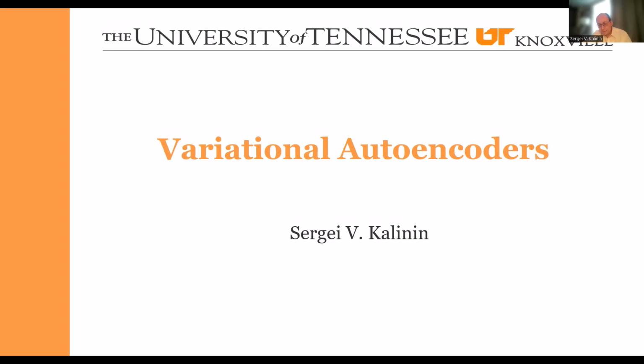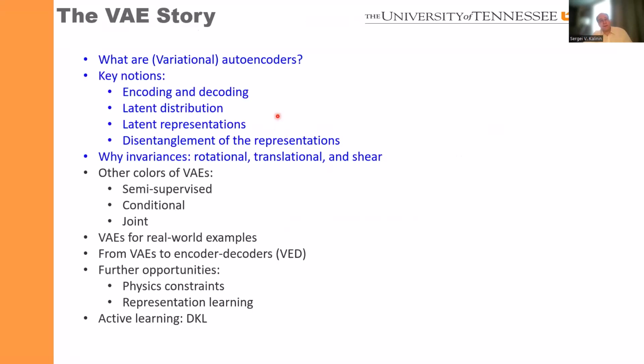So let's start from the very beginning. What are variational autoencoders? What are latent distributions? What are latent representations? What does the disentanglement of the representation mean? And why do we care about the invariances?